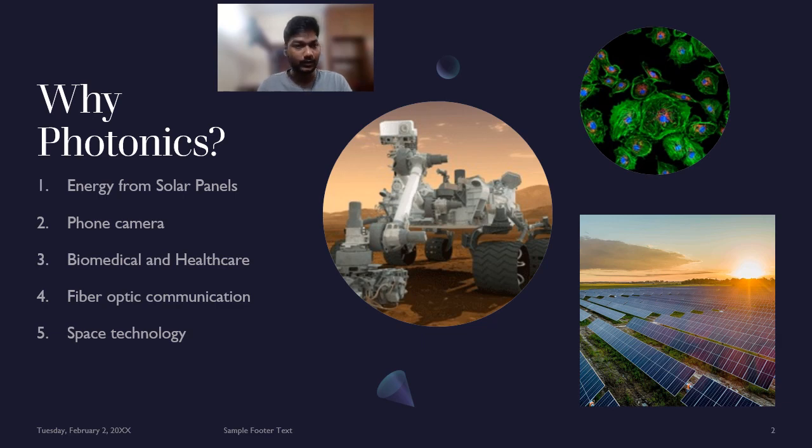So here I have listed some basic applications of photonics. The first application is energy from solar panels, right? As you can see, I have included a photo of the solar panels here. Solar panels act on the basic principle of a photodiode or photodetector. When solar energy falls on the solar panels, it creates an electron and hole pair, and that electron and hole pair constitutes a current which is known as photocurrent, and that leads to the creation of energy, right?